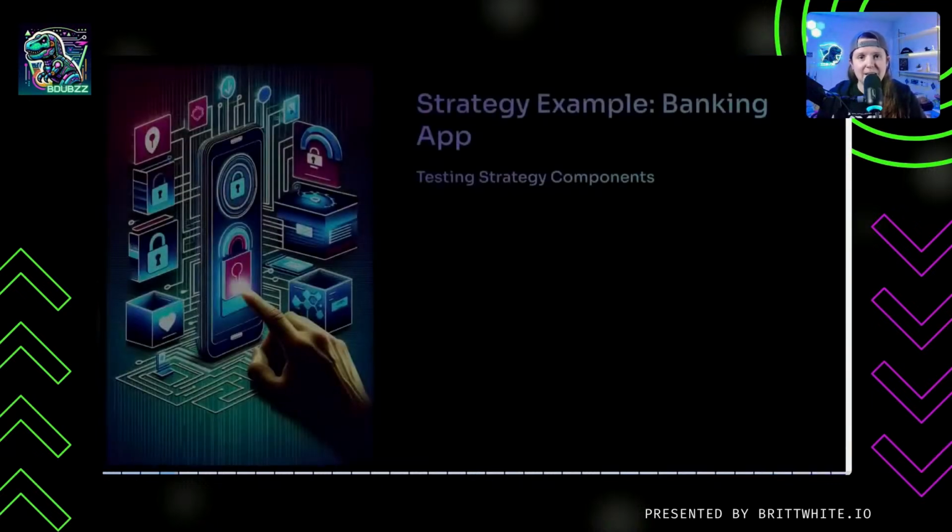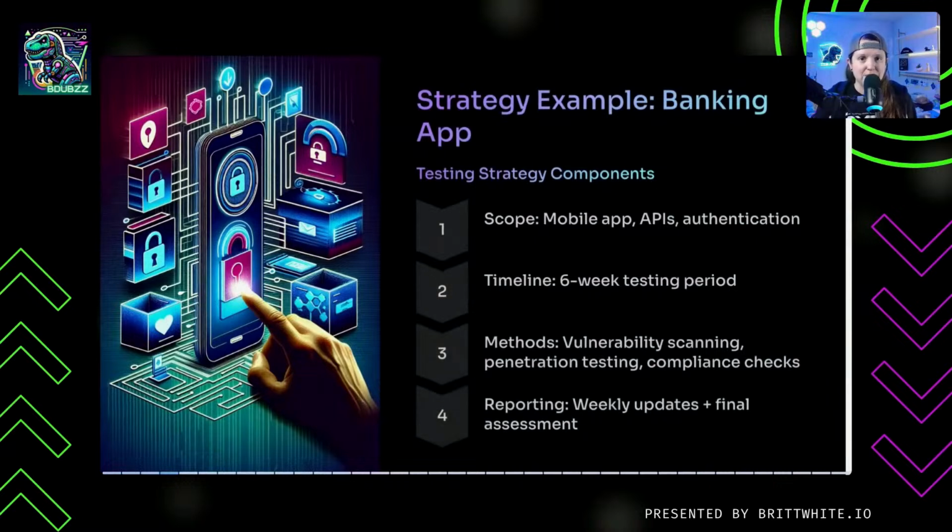Now let's think about a scenario. Imagine you're a security professional at a financial services company launching a new mobile banking app. Your testing strategy needs to be comprehensive and thorough. Here's what that might look like. First, define your scope. Test the mobile app itself, all backend APIs, and especially the user authentication systems. Because with banking apps, security is absolutely critical. Set a realistic timeline. In this case, a 6-week testing period before launch ensures thorough vetting.